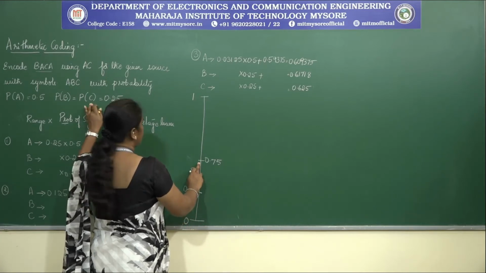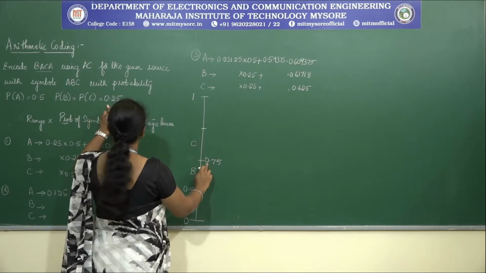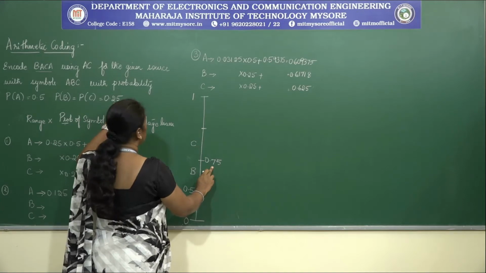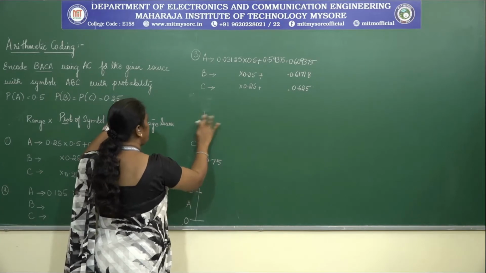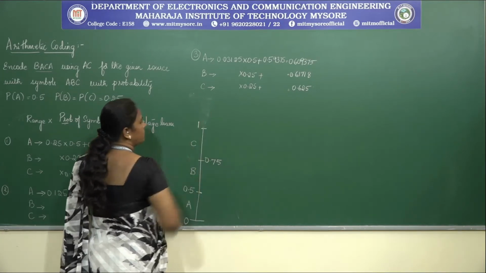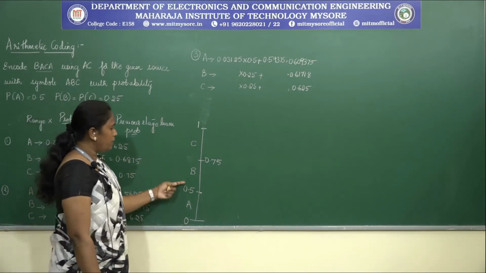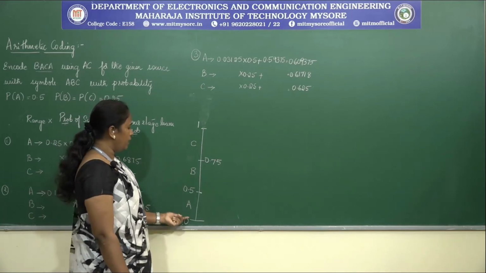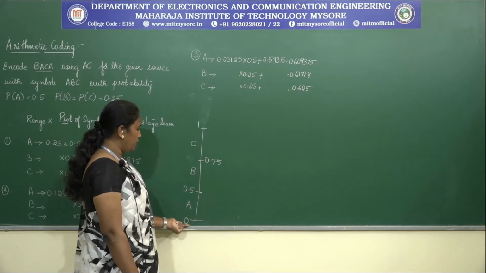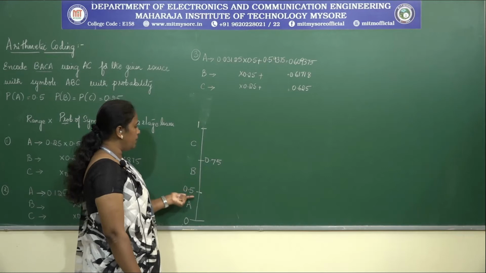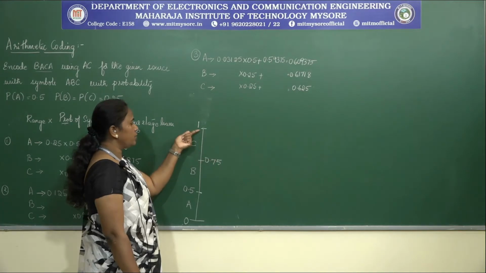Next we have C. This is the range of C. That means 0.75 plus 0.25, so the value of this will be equal to 1. So we have the three symbols, A, B and C: the symbol A varies from 0 to 0.5, symbol B from 0.5 to 0.75, and C varies from 0.75 to 1.